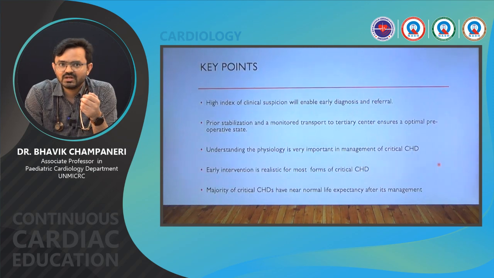So key points. We should always have a high index of clinical suspicion to enable early diagnosis and early referral of these patients with pediatric cardiac critical diseases. Prior stabilization and monitored transport to tertiary center ensures optimal preoperative state. Understanding the physiology is very important in the management of critical congenital heart disease. Early intervention is realistic for most forms of critical congenital heart disease, and it's very important to know that the majority of critical CHDs have near normal life expectancy after their management is done. Thank you.